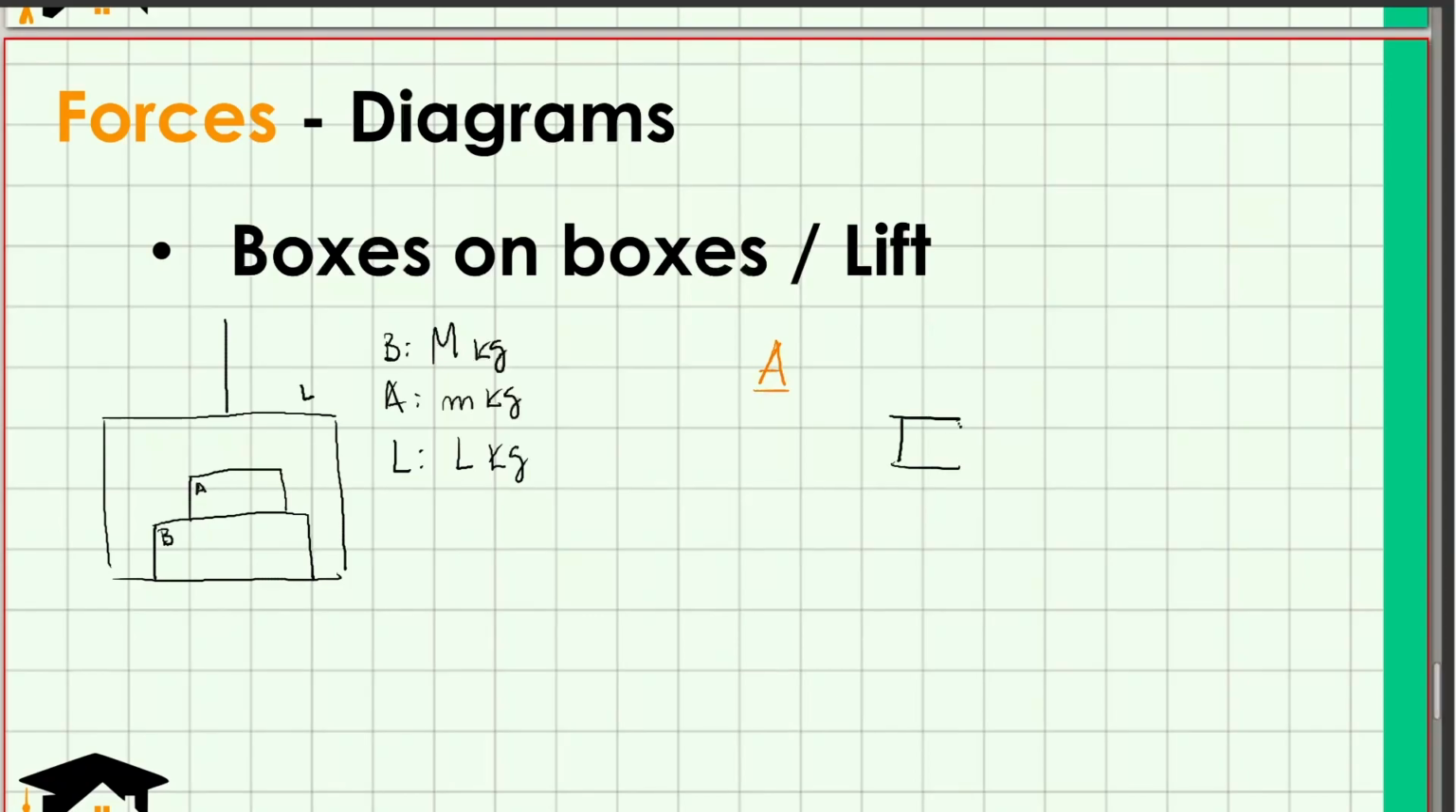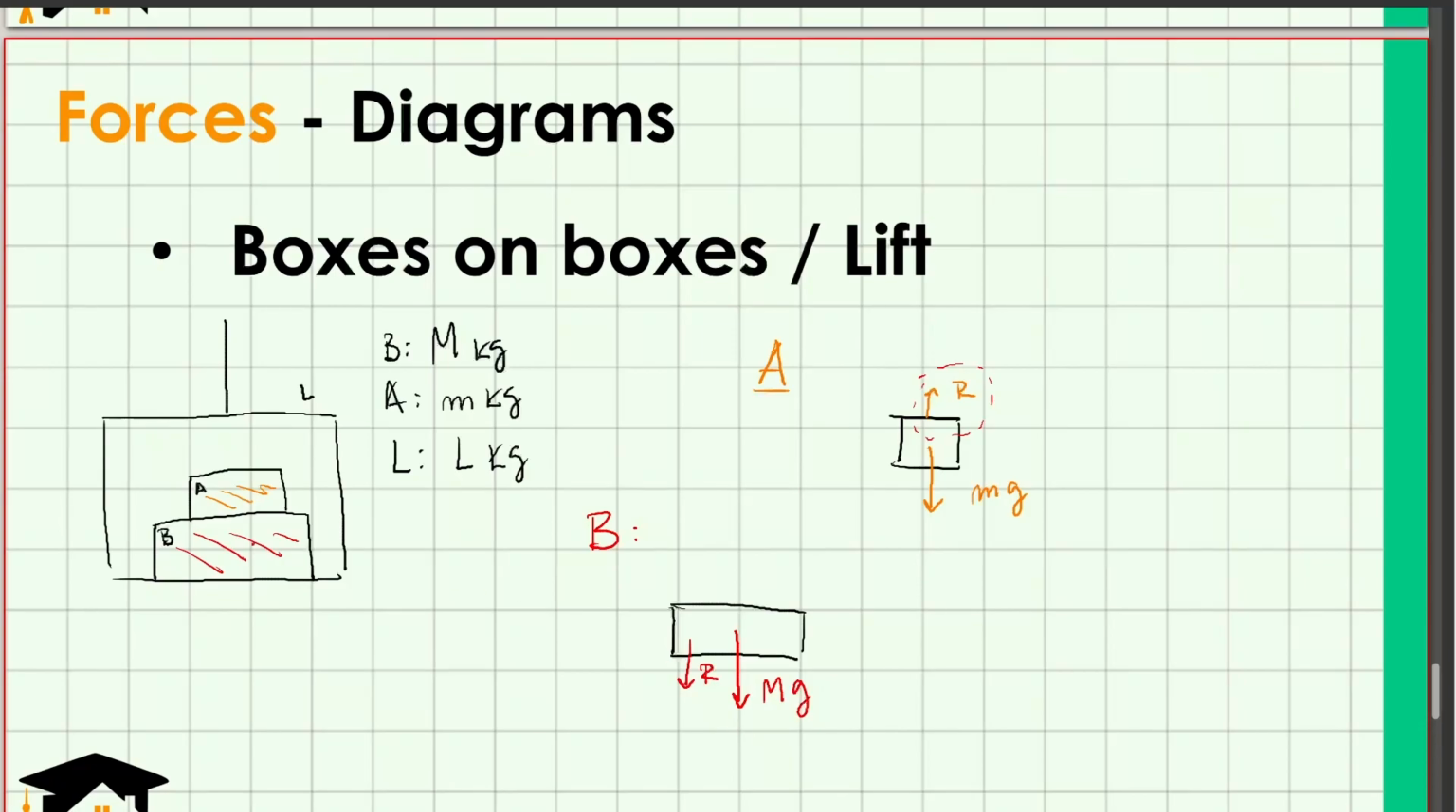A is the small box, and it will be feeling its weight, small m times g, and the reaction from B upwards. Let's call it R. Now B will be feeling its weight, so big M times g. This reaction that B was giving on A, it will feel it, but in an opposite direction, so this will also be R. And then because B is on the floor, it will have a normal force acting in this direction.